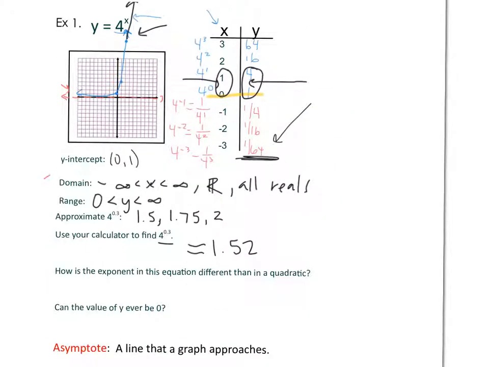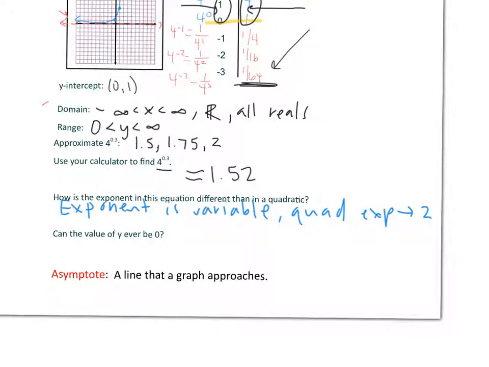Okay, a couple things to think about. How is the exponent in this equation different from that in a quadratic? Well, in this case, the exponent is a variable. With a quadratic, the highest exponent is 2, whereas here, with an exponential, the exponent is constantly changing.